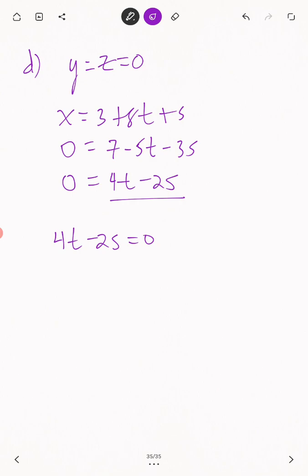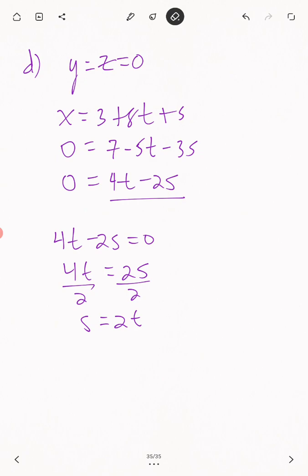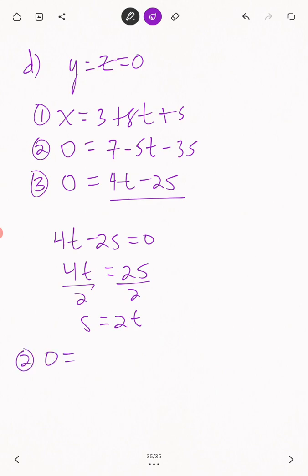So I'm going to take the negative 2s over to the right side, make it positive, and then divide both sides by 2. And so I get s equals 2t. And then I'm going to substitute that into, let me number these equations, 1, 2, and 3. So I'm going to substitute this into equation 2 to solve for t. So equation 2 is 0 equals 7 minus 5t minus 3s.